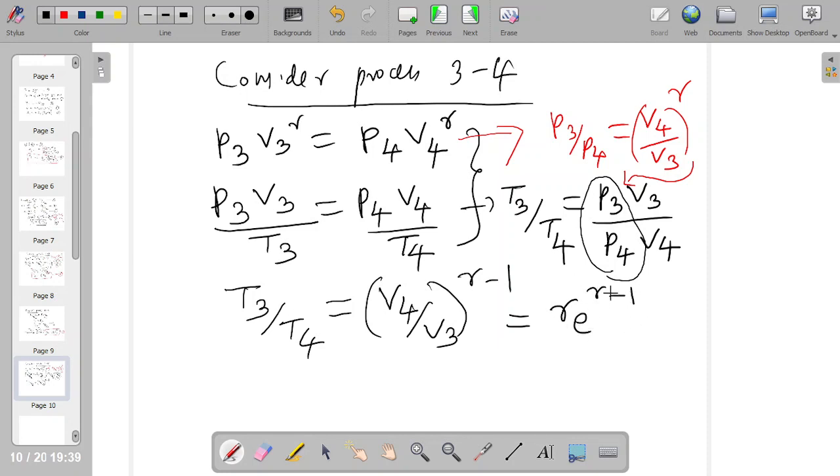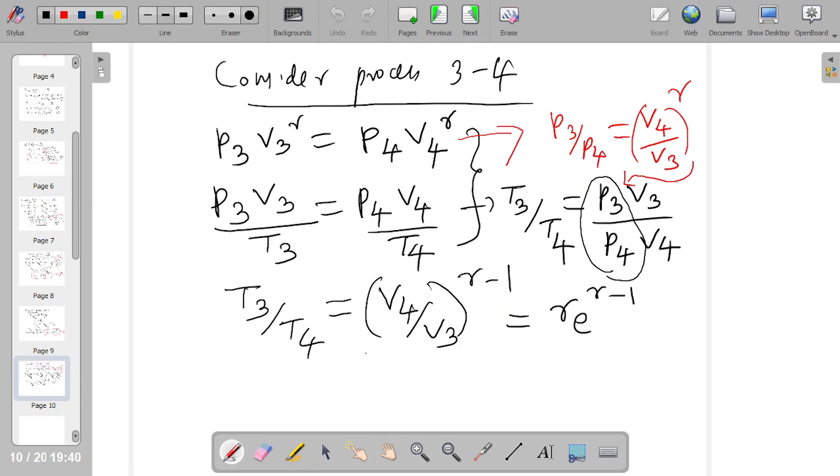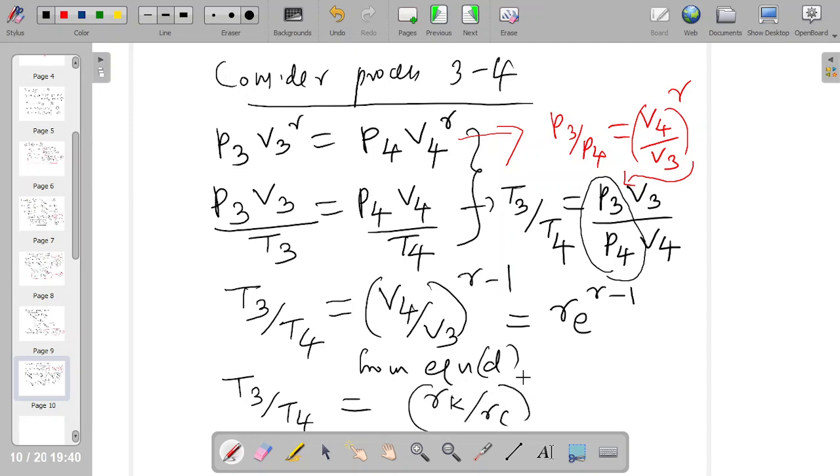But remember, this expansion ratio is not used in an engine. Normally compression ratio and cutoff ratio are used. So you have to use this equation. What is the expansion ratio? The expansion ratio will be the compression ratio divided by the cutoff ratio, RK by RC. That is from equation D. So referring to equation D, you can write it as T3 by T4 is RK divided by RC all raised to gamma minus 1.